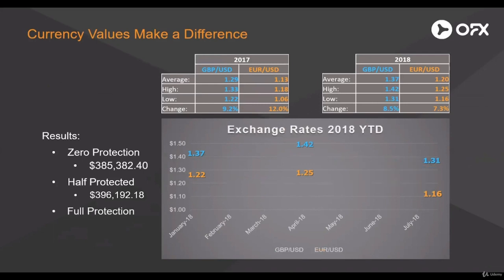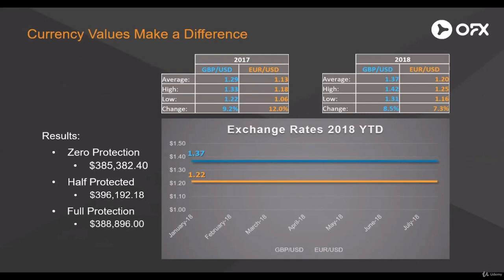Full protection means we don't even care about the markets. We don't care about highs and lows. We want $1.22 all day long. We made 388 grand, almost 389. So we made more than if we had nothing in place, and we made less than if we had a little bit in place, or half of it.